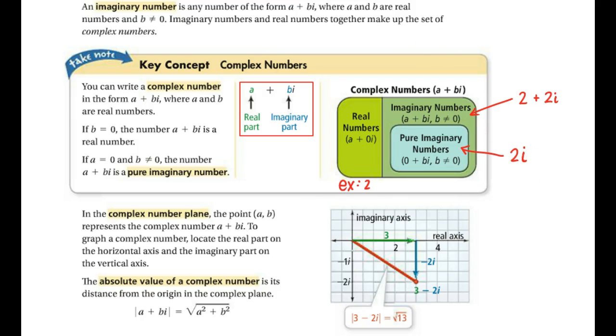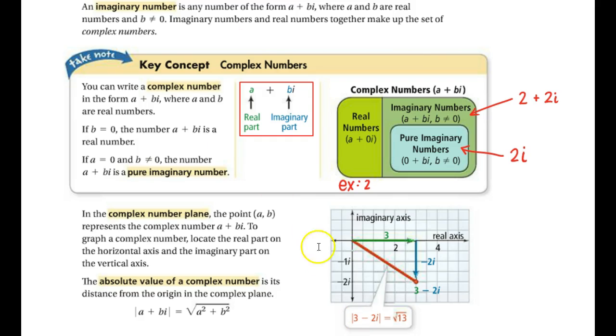In general, we cannot order complex numbers since they cannot be graphed on a real number line. However, using a complex number plane, we can graph the complex number a plus bi, where (a, b) is a point on that plane. So to graph a complex number, we want to locate the real part on the horizontal axis and the imaginary part on the vertical axis. You can see in this graph at right, we have the real part on the x-axis or the horizontal axis, and we have the imaginary part on the imaginary axis or the y-axis.